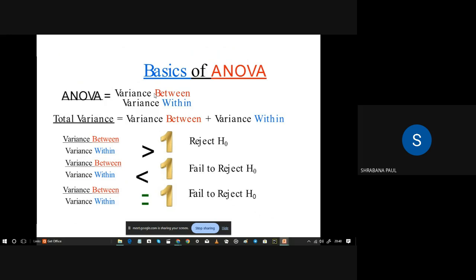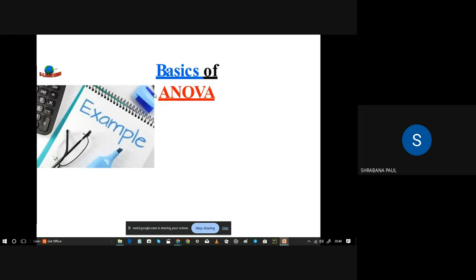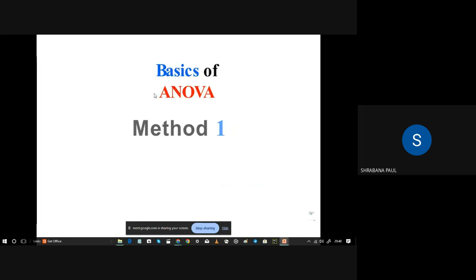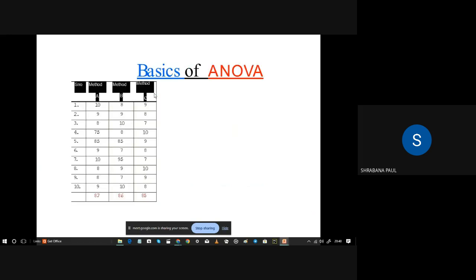So, let us understand it by an example. We want to see if different studying methods can lead to different mean exam scores or not. To test it, we select 30 students and randomly assign 10 students to each studying method. We will solve this using two different methods. Let me look into method 1. Here I have listed the three different methods: method A, method B, and method C.